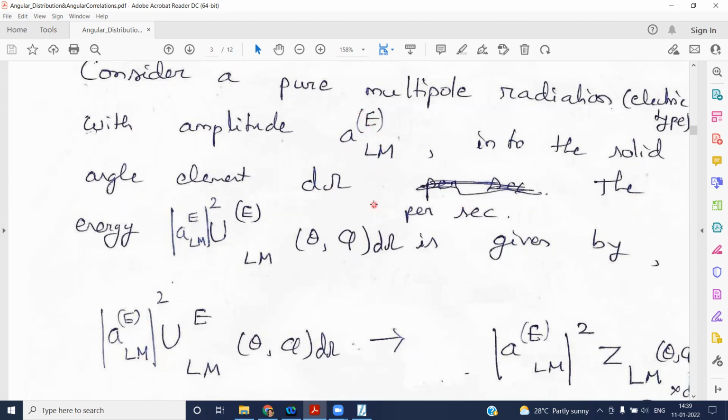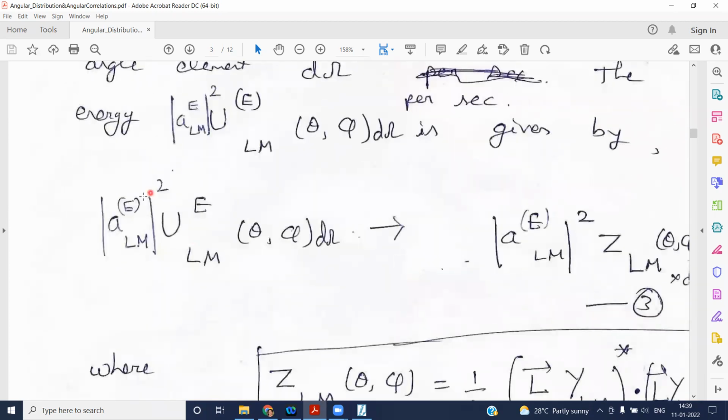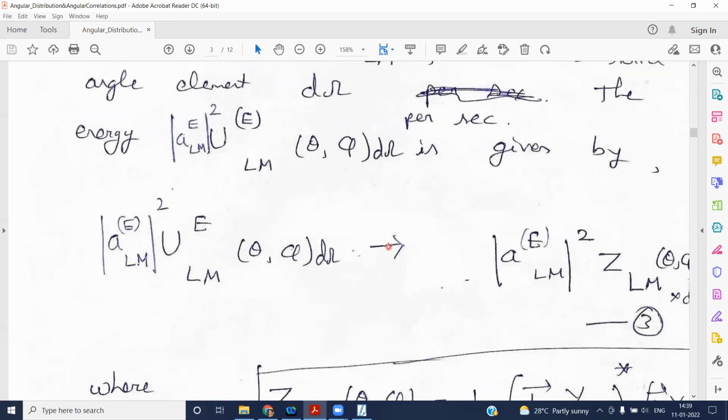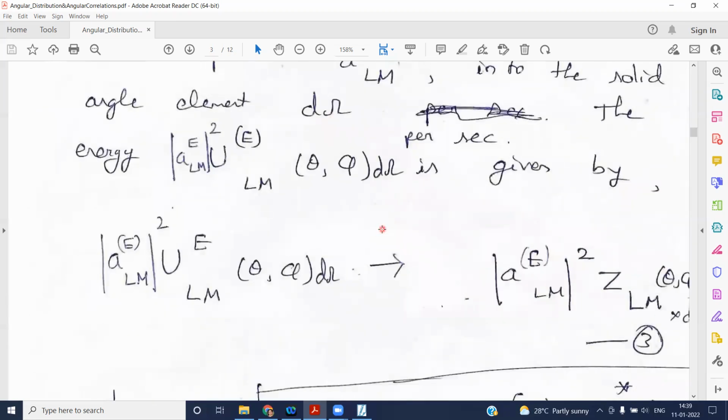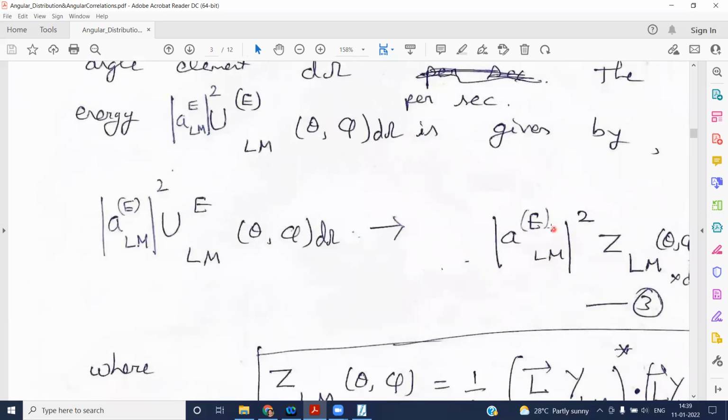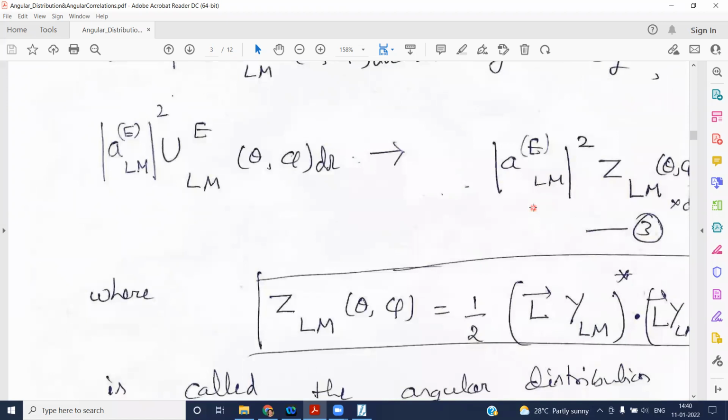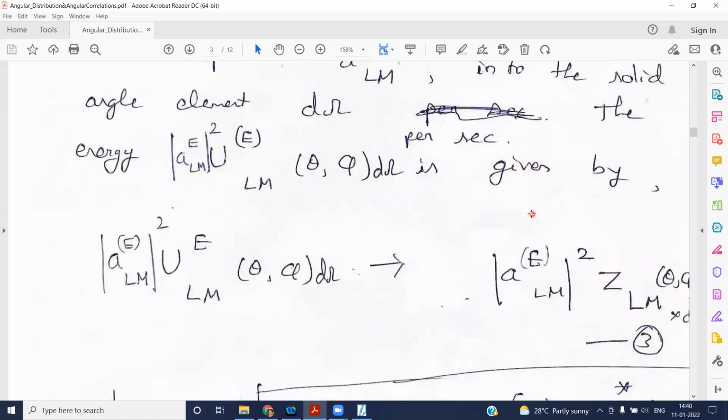Then the energy is given by the magnitude A_ELM mod squared, and I am writing a new quantity here, U_ELM theta phi d omega per second. What is meant by A_ELM mod squared, U_ELM theta phi d omega? It is a little difficult to explain, so let me try. This is given by A_ELM mod squared and something that I am writing Z_LM theta phi into d omega. How do I explain this? Okay, I will try.